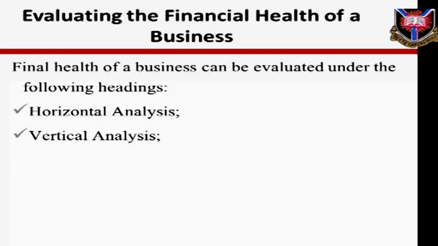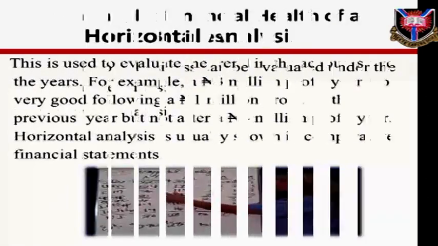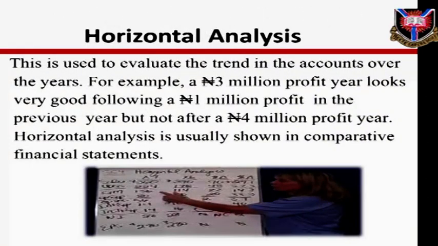Evaluating the financial health of a business. Horizontal analysis. This is used to evaluate the trend in the accounts over the years. For example, a 3 million profit year looks very good following a 1 million profit year, but not after a 4 million profit year.